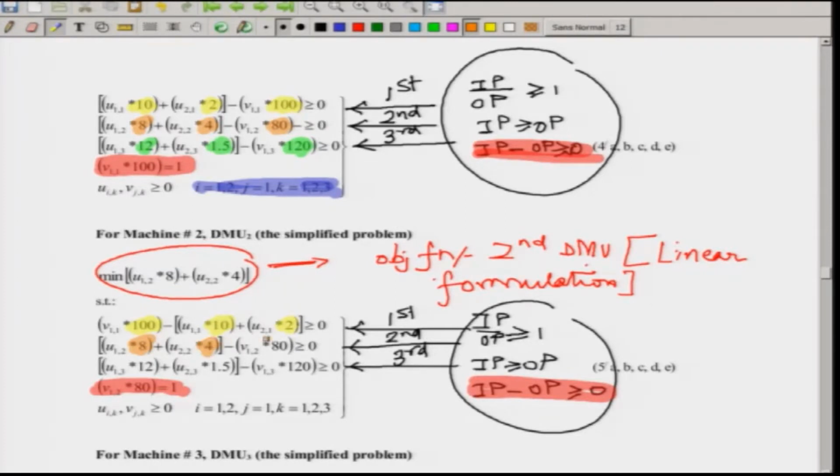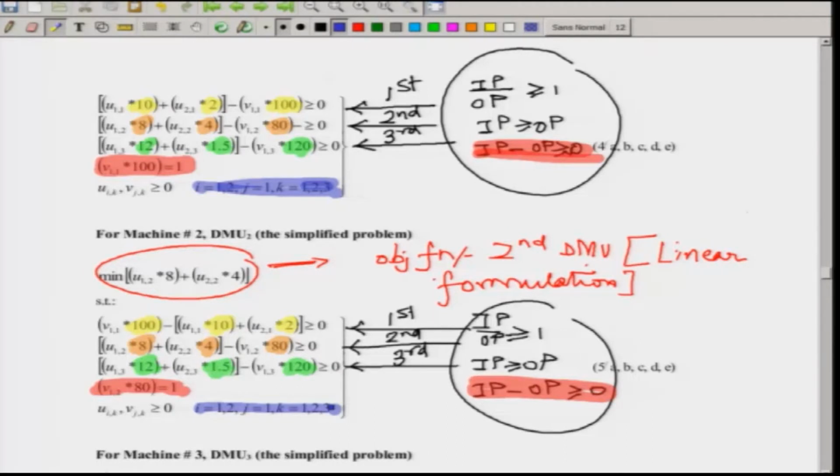orange for the second DMU, green for the third DMU. So, as I am doing it, watch the color scheme, it is exactly the same, and i is equal to 2, j is equal to 1, k is equal to 3.